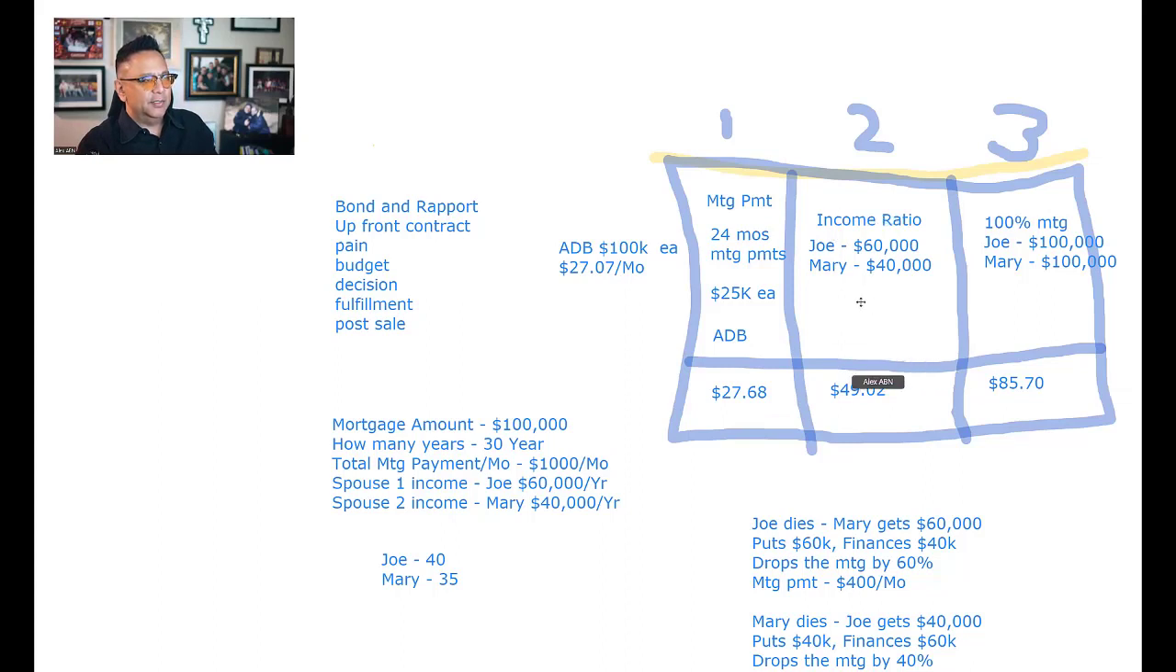Why don't they just go this? Yeah, they could, but they could do this and add this too, right? They could do the income ratio and then add the accidental death. So you do Joe at 60,000 and then do a 50,000 accidental on him. Mary, add another 50,000 on her, just make it round numbers. And you added maybe $13, $14 to their premium.